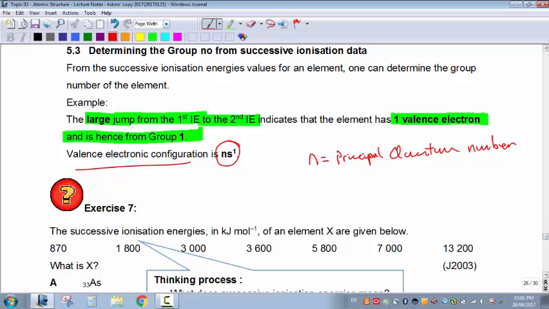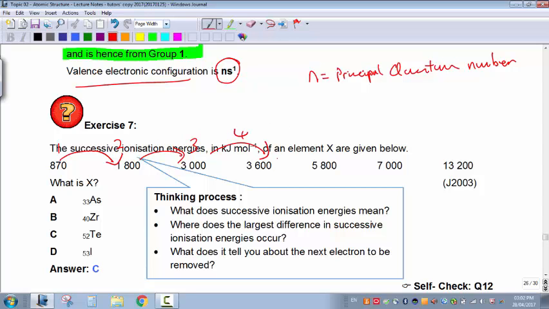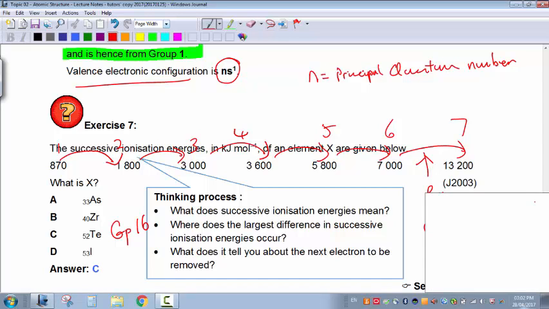Alright, you can try out this exercise. And you will realize that there's a big jump between here. 1, 2, 3, 4, 5, 6, 7. There's a big jump between 6 and 7. Big jump. So this element is likely to be in group 16. Alright? This element is likely to be in group 16.